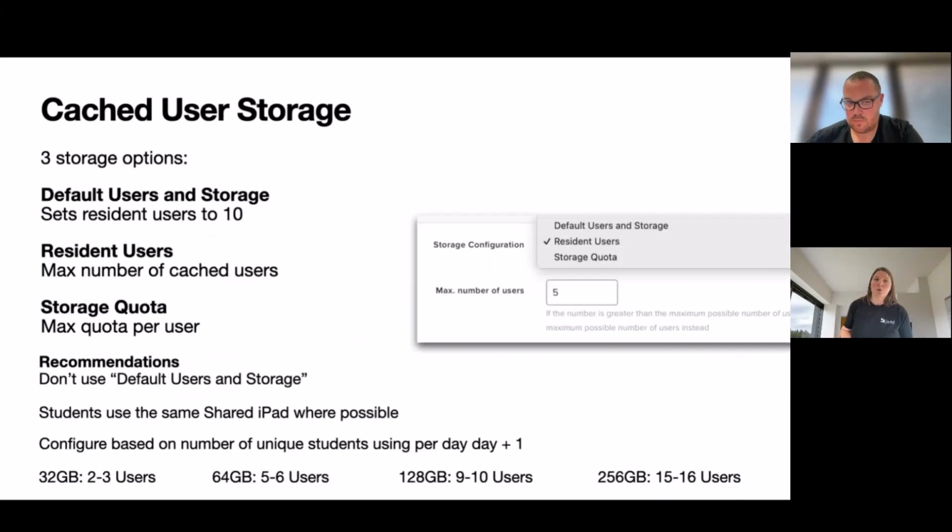All right. So when an iPad is being used in the shared iPad mode, we have some options available to us to configure how the user data is stored on those devices. Within Jamf School, we have the default users and storage, and this is where the iPad calculates the optimal number of users, up to 10 users, and the storage is allocated to each user based on the storage capacity of the device. We wouldn't necessarily recommend this as an ideal way.